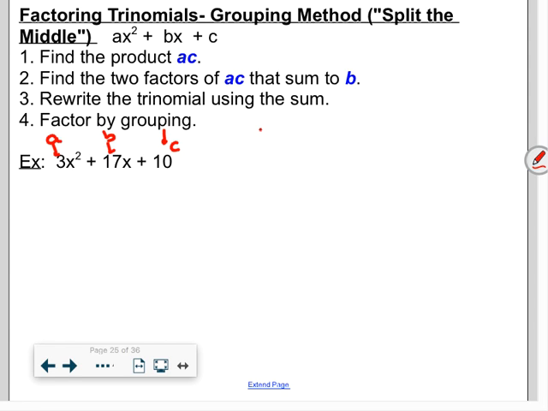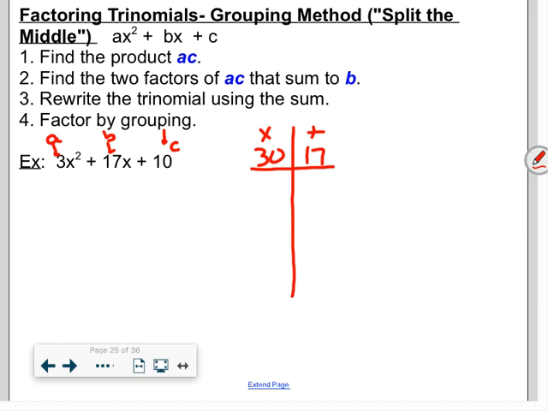So 3 times 10 is 30. And I want two numbers that add up to the b value. Hopefully after I do a few of these, it'll come back to you. But I still need to remember step 1, which is look for the GCF. But there is no GCF.